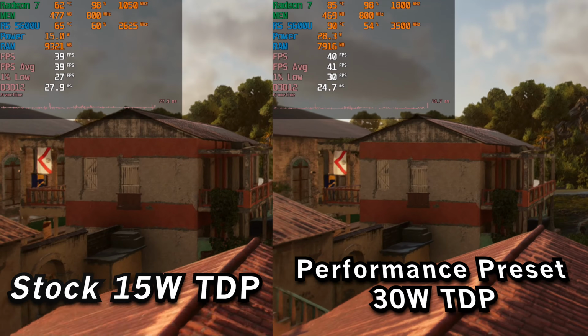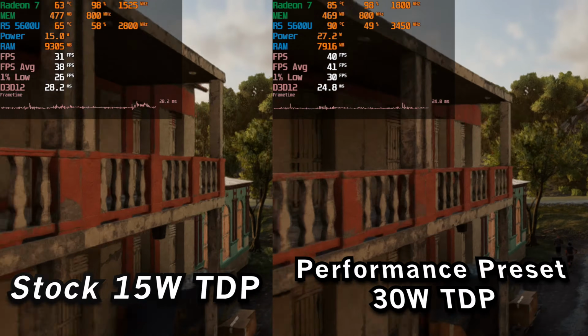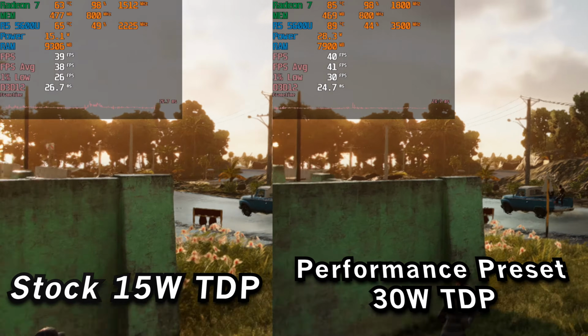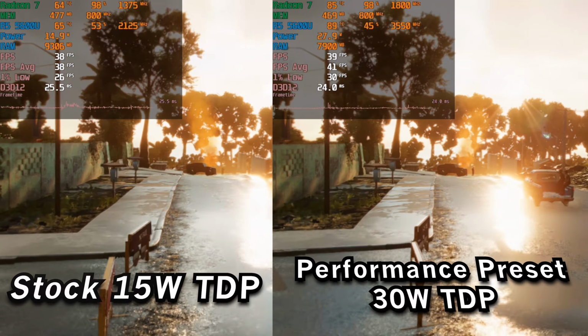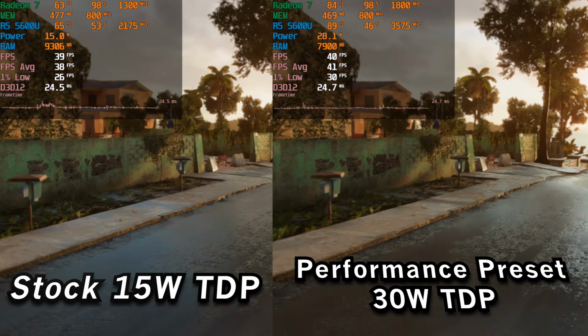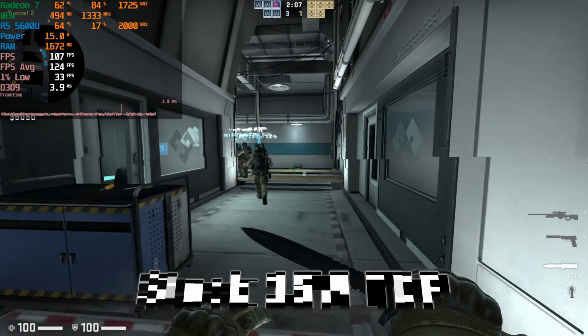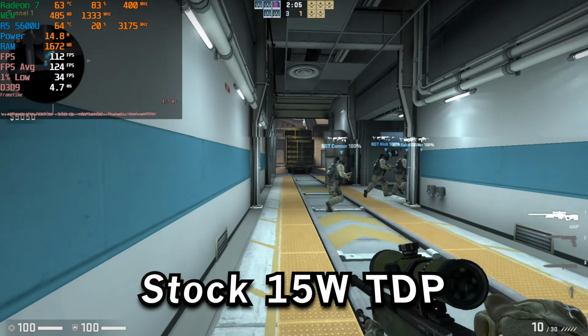Really, the biggest winner in this is the fact that the 1% lows do see a bump up to 30, because that does smooth out the experience pretty decently here, honestly. But you're just pushing so much heat through the system that I don't think this is worth it at all. So it really seems that for that game, it's just not really worth it.